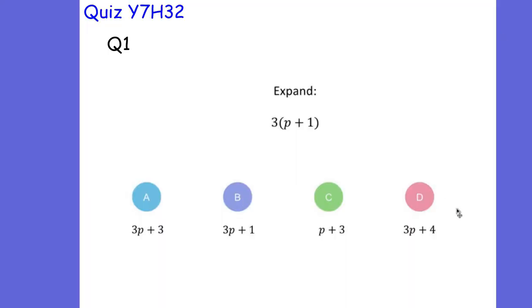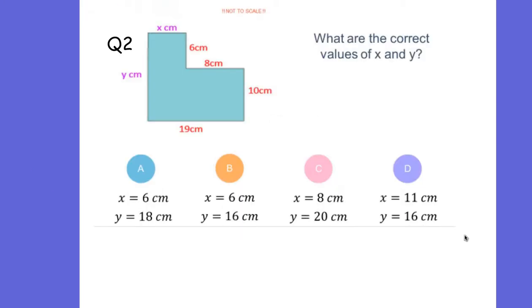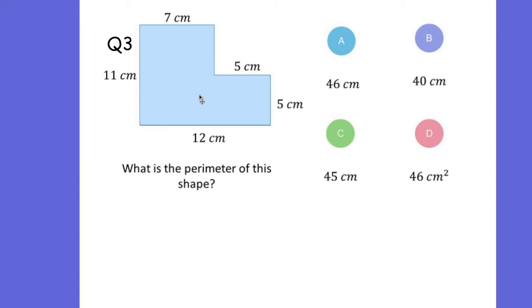Question number 1. Can you expand this bracket for me? 3 lots of p plus 1. Feel free to draw out the algebra tiles to help you out, using the green rectangle to represent p. Question number 2. What are the correct values of x and y? Question number 3. What is the perimeter of this shape? Watch out, you haven't been given this length here. What is the perimeter of this shape?